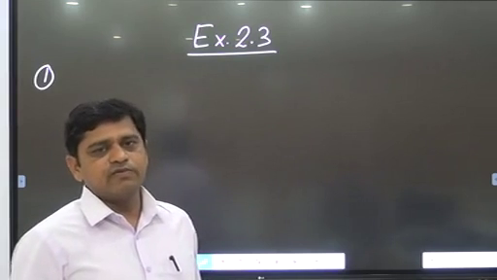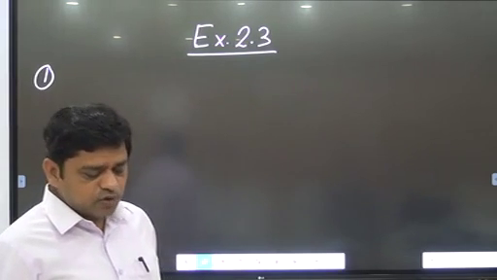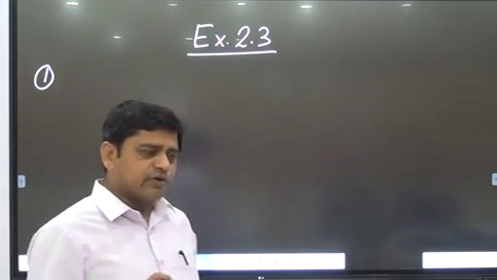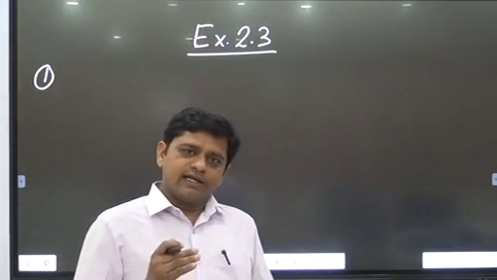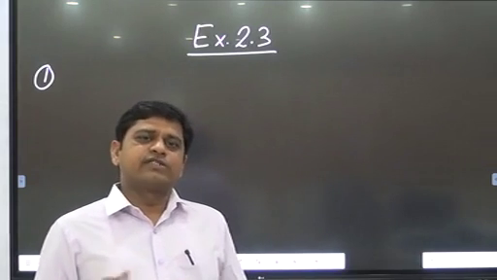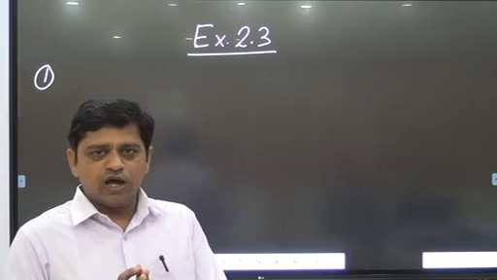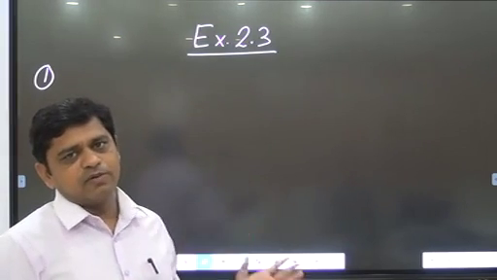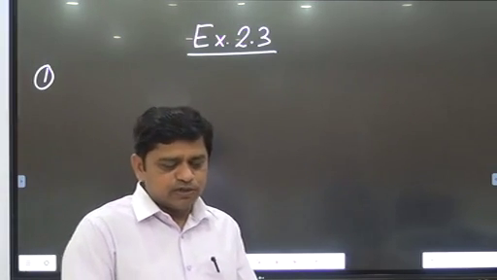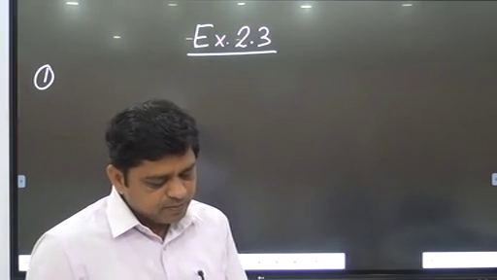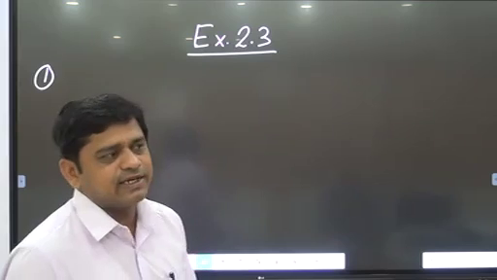But today we will discuss how we will solve the linear equation when it has variable on both sides, means left hand side and right hand side. So I will explain with the help of the questions of exercise 2.3. Question one: 3x equal to 2x plus 80.